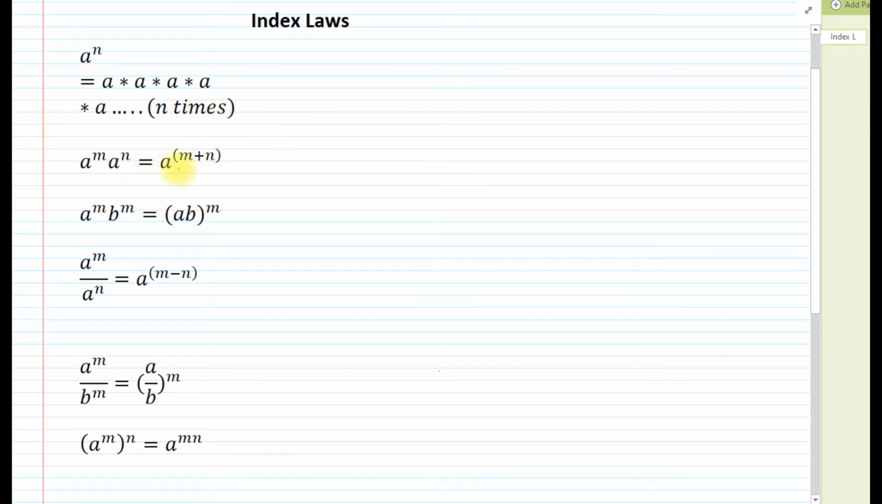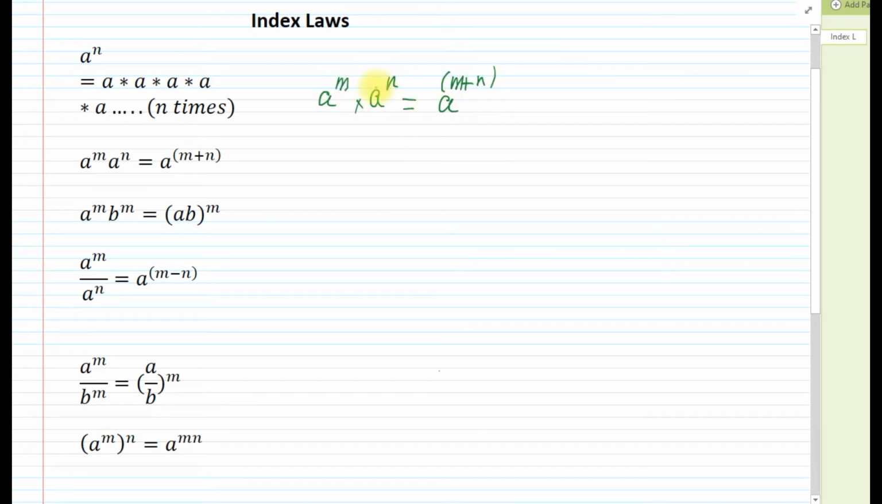Now, next we look at some of these index laws. What happens when we multiply indices together? Let's start with this first one. I have a to the power m times a to the power n, and this is a to the power m plus n. You notice in this equation, this is the base. When we say a to the power m, a is the base and m, they call it the index or exponent.